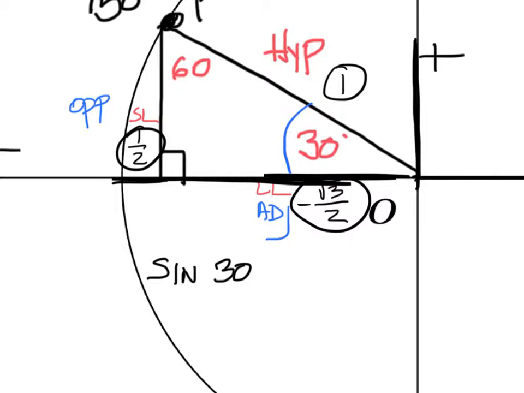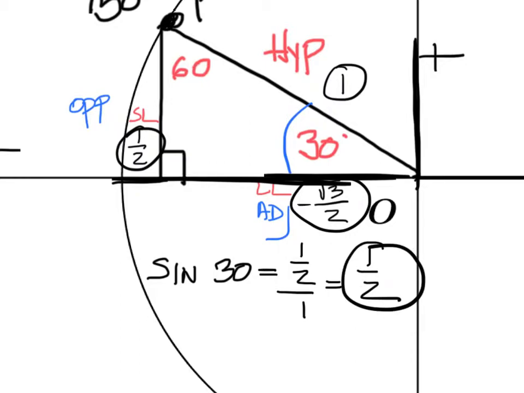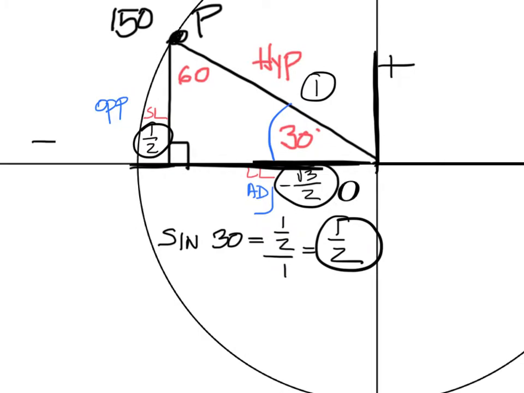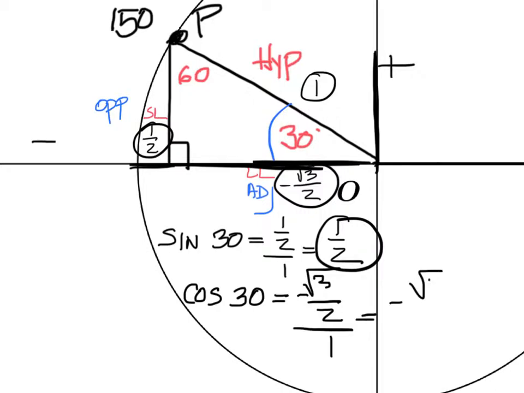So we have sine of 30 degrees equals opposite, which is 1/2 over hypotenuse, so we end up with just 1/2. On your calculator, you can type in sine of 150 and see that it comes back to be 0.5 to verify that. And then for cosine 30, you have adjacent, which is a negative square root of 3 over 2. And that's going to be over 1, which comes out to be negative square root of 3 over 2.